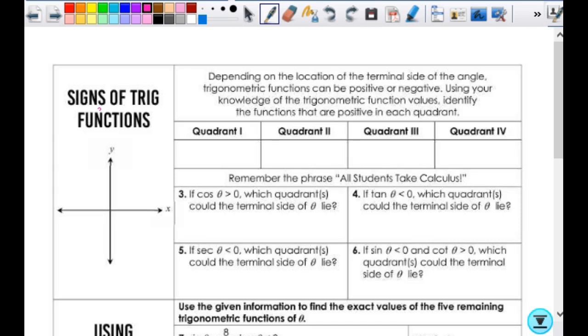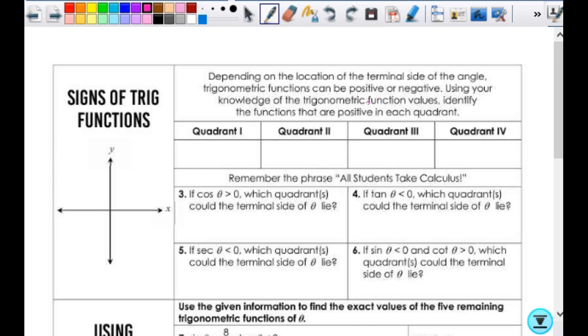And so when we put our little ordered pairs around the unit circle, depending on which quadrant we're in, the x and the y change from positive to negative or whatever. And that's going to help us figure out what's going on in each one of these quadrants. So this says, depending on the location of the terminal side of an angle, trigonometric functions can be positive or negative. Using your knowledge of the trigonometric function values, identify the functions that are positive in each quadrant.